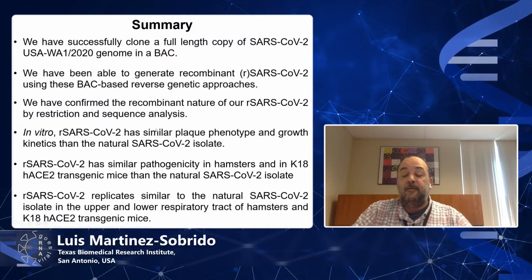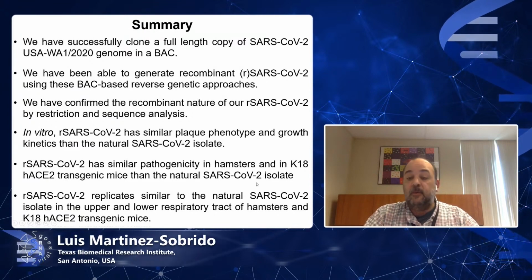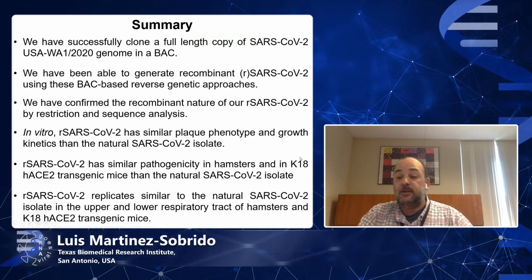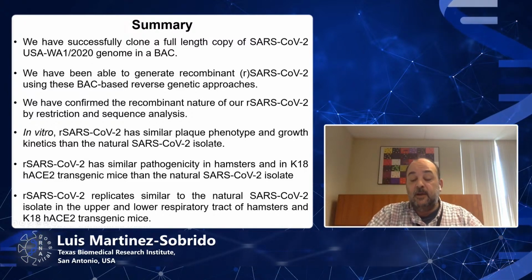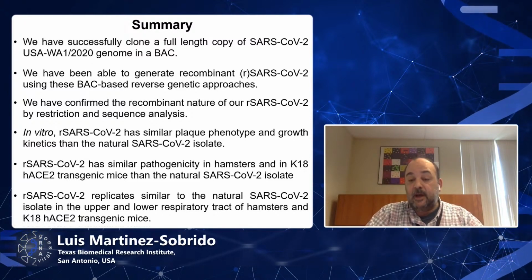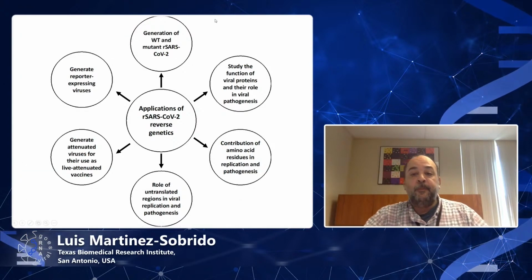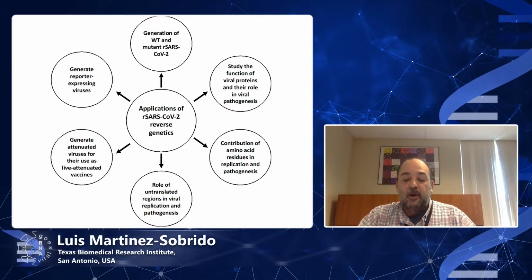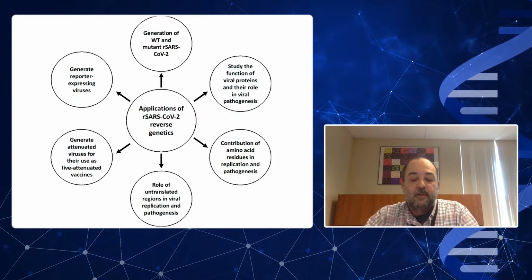looking at plaque phenotype and growth kinetics, and in vivo, both in the hamster model and in the transgenic mouse models of infection, where the recombinant virus has similar pathogenicity and replicates to the same extent as the natural isolate. And you might be wondering why we're so interested in developing these reverse genetic techniques to generate recombinant virus.